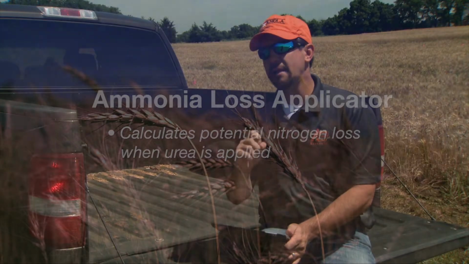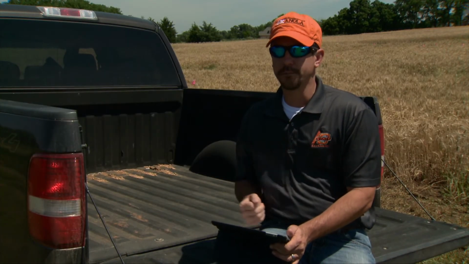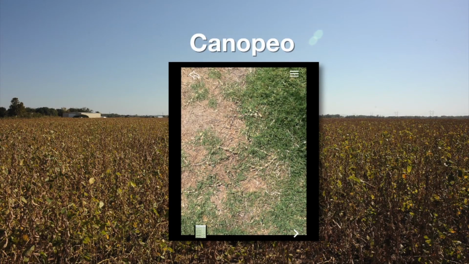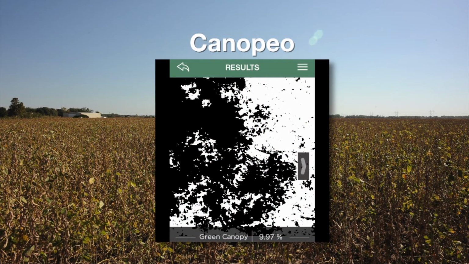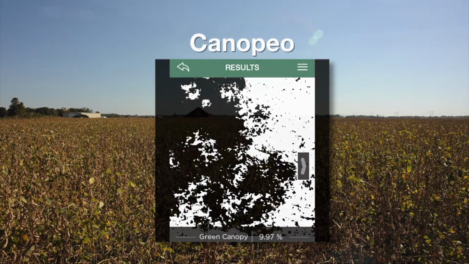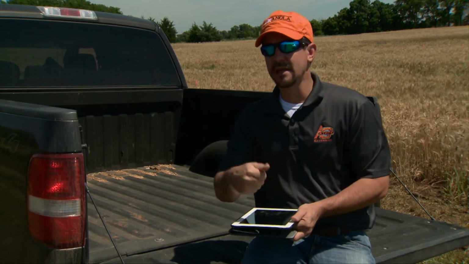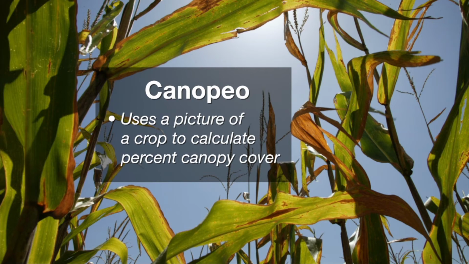Finally, a really neat app put out by Dr. Ochsner's group is called Canopeo. With this app, you utilize the camera on your iPad, iPhone, or Android device to take a picture of a crop. It can be Bermuda grass, it can be any crop. It sends that image into a calculator that gives a percent greenness, or percent green area, or percent canopy cover, which is the actual value it's looking at.